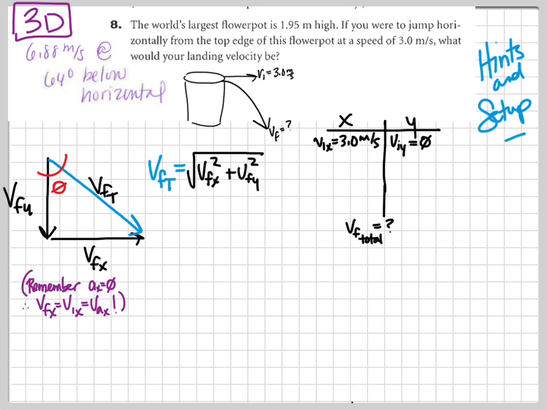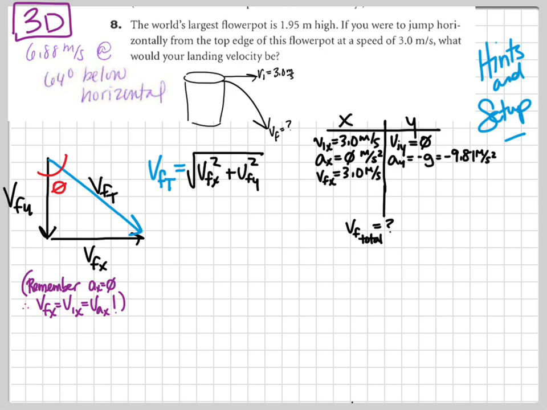So let's list the variables that we're aware of. I've created the table for x and y variables. I've listed my initial velocities. VIX is 3.0 meters per second. VIY is 0. Now, when I go to acceleration, I know that acceleration on the x-axis is 0, and because of that, VFX is also 3.0 meters per second, which means I have one of the pieces to use Pythagoras to find the total final velocity.